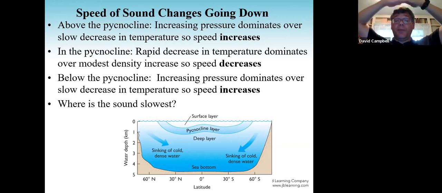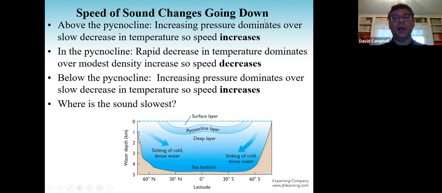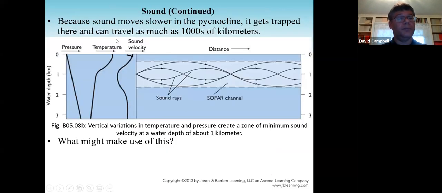So it's mostly just getting deeper and deeper. There's more and more water on top of you. Speed's increasing again. Okay, so we had speed increasing, decreasing, increasing. That's going to give us a low point towards the base of the pycnocline. Pressure and temperature adding up give us this pattern here. Sound being slower there versus to either side means that the sound waves can get trapped and travel across there.